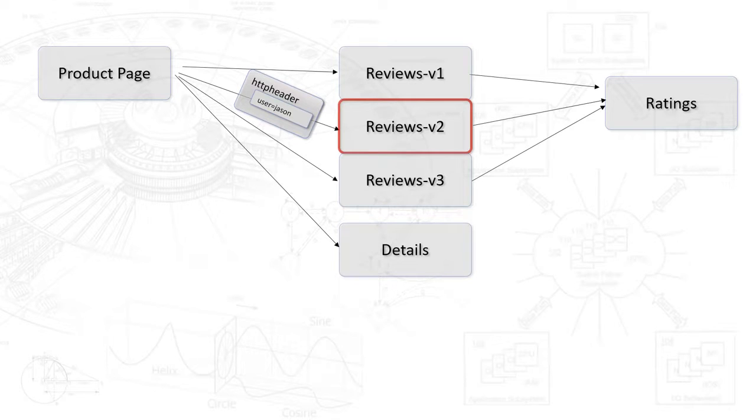The concept here is that if the product page submits a request with an HTTP header where the user equals JSON, that they would be directed to reviews v2. So based on inspecting the HTTP header, traffic will be directed to a specific version number of the reviews service.